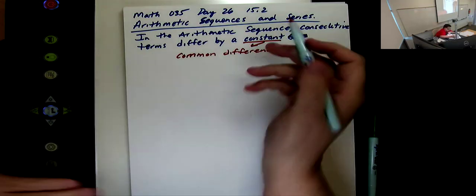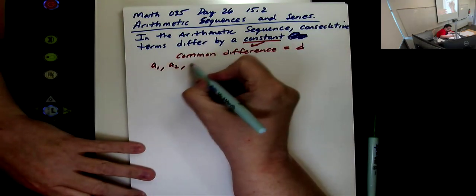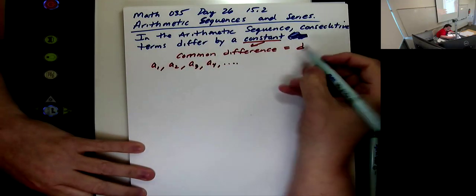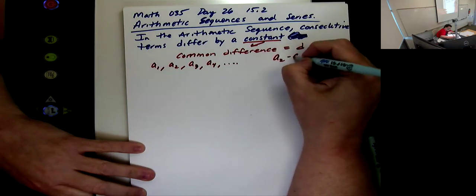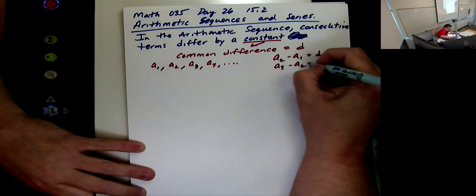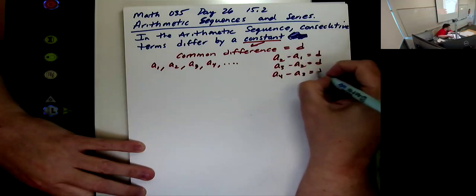And so we've got a sub 1, a sub 2, a sub 3, a sub 4, you keep going. A sub 2 minus a sub 1 is d. A sub 3 minus a sub 2 is d. A sub 4 minus a sub 3 is d.